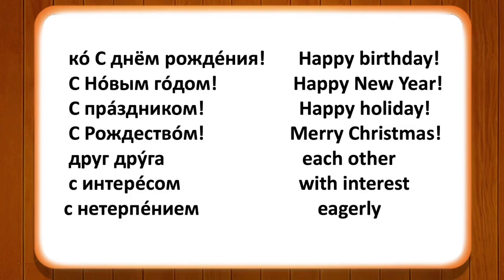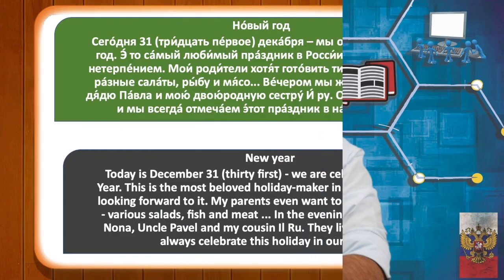Then помогать друг другу, to help each other. С интересом means with interest. С нетерпением means with eagerness. So here we have just come across many expressions which have been used in the text and some of the expressions which otherwise are important in our day-to-day communication. So now let's get back to the text from the beginning and let's try to understand it with the help of English translation. So the title of the text is Новый год, which means New Year.